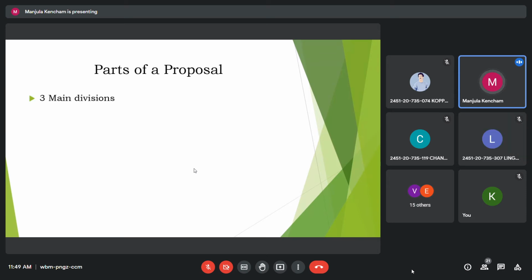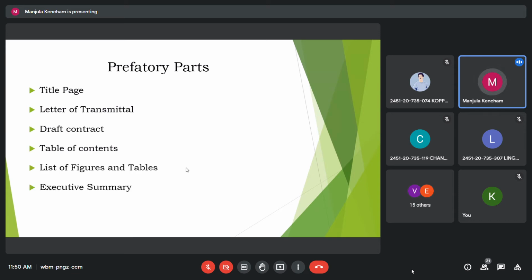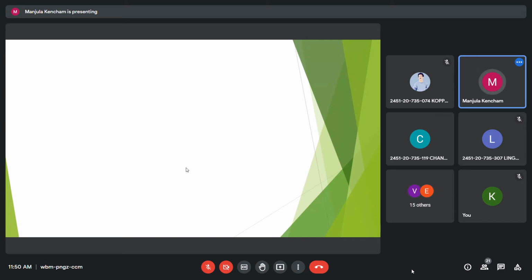What are the three important parts of a proposal? First one is the prefatory part, body of the proposal, supplementary parts. What should be included under the prefatory or the preliminary part of a proposal? Title page, letter of transmittal, draft contract, table of contents, list of figures and tables, executive summary.